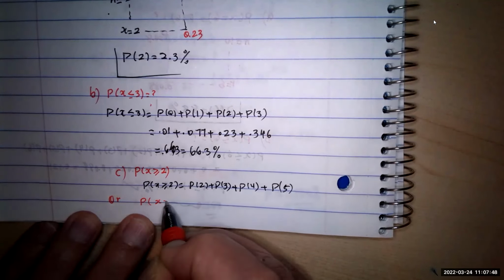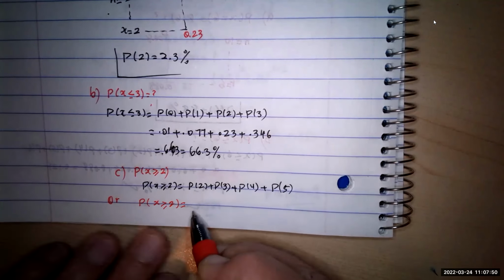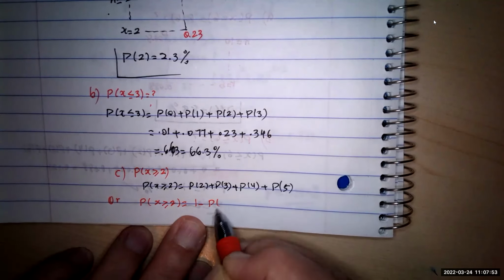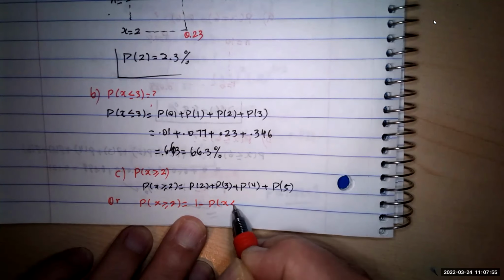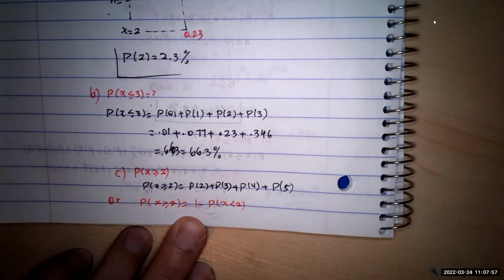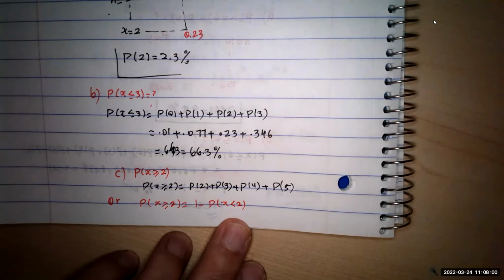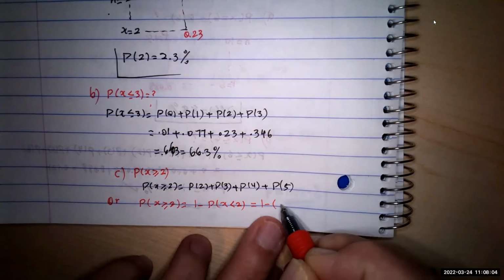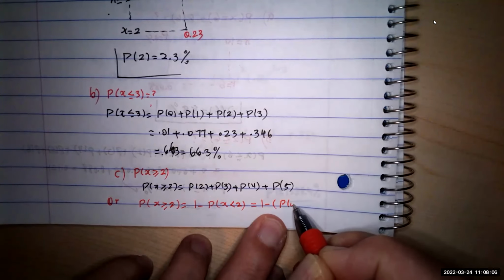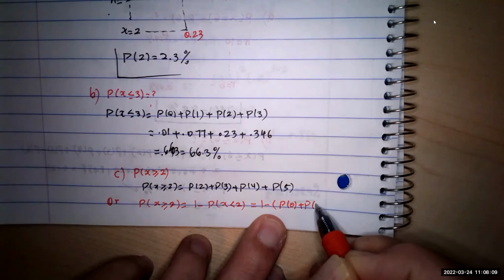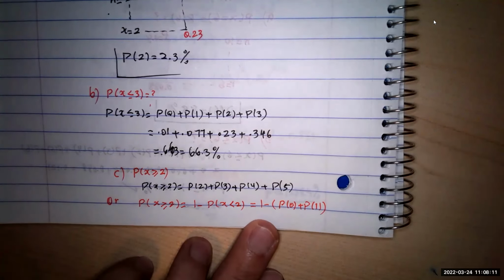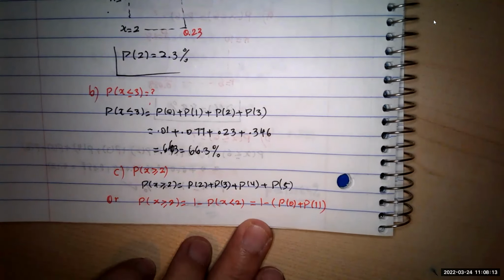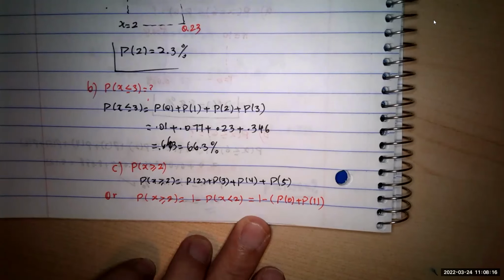Probability of x greater than or equal to 2, the complement, is the same as 1 minus probability of x strictly less than 2. Strictly less than 2 means 0 and 1. You cannot have the 2. So it's going to be 1 minus probability of 0 and 1. Just letting you know that this is a possibility that we can have. So if you like it, you can use the complement anytime you like.